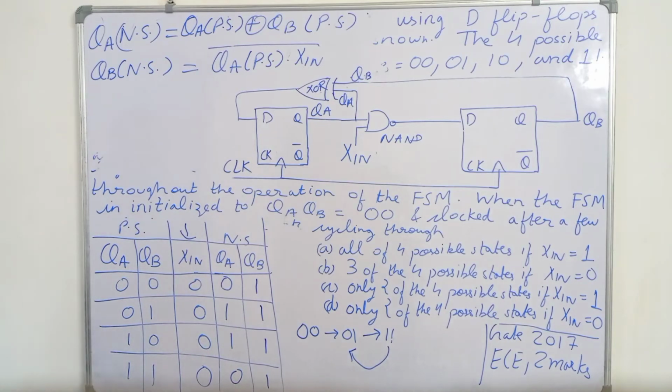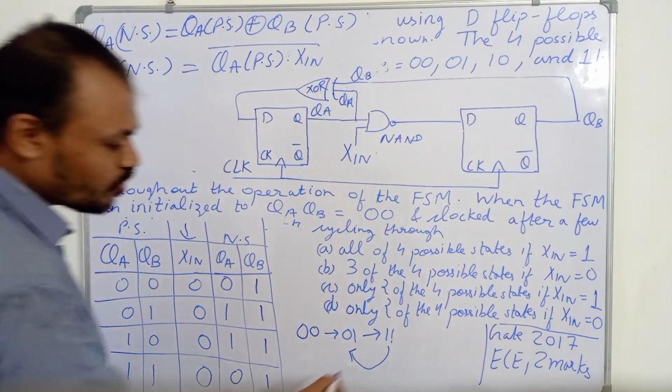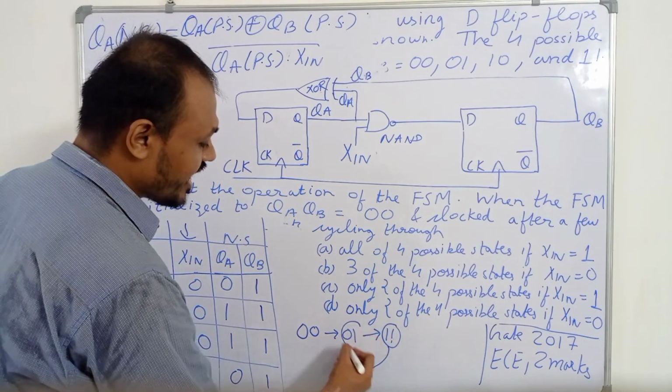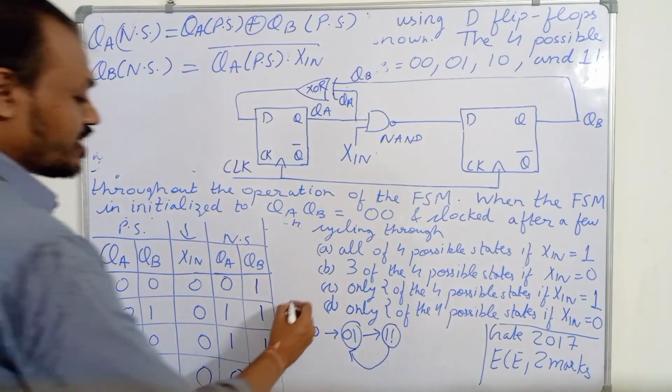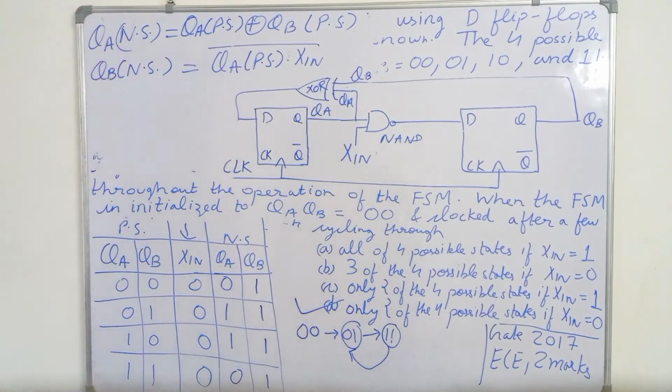So when x in is equal to 0 and we have initialized this circuit to 0 0, then only two states are possible, 0 1 and 1 1. So option D is correct. Option D is the correct option. Only two of the four possible states are possible if x in is equal to 0.